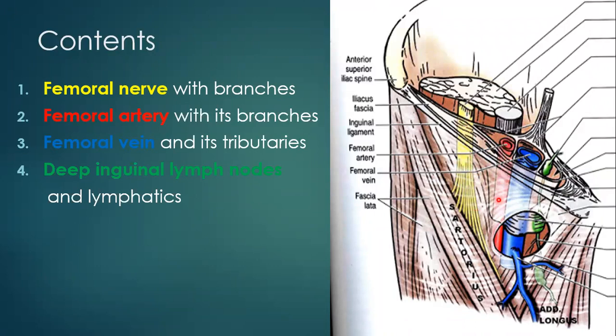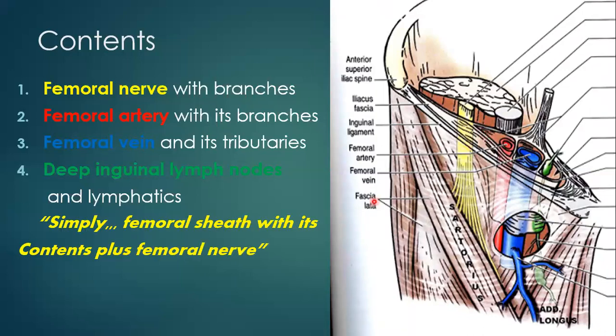This is the femoral artery, this is the femoral vein, and these are 1, 2, and 3. These three are the deep inguinal lymph nodes, and these are the lymphatics. Here you can see that there is a fascial sheath-like structure, an envelope which wraps around the artery, the vein, and the lymphatics. Okay, these three structures are wrapped in a special sheath-like structure. This sheath-like structure is known as the femoral sheath.